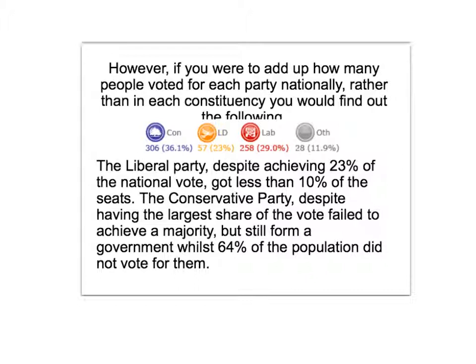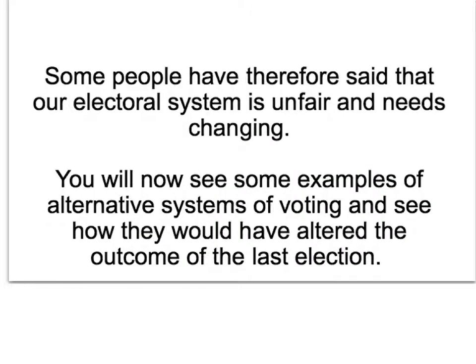If you look again, if you add up the Liberals and the Labour and the others, the vast majority of the voters didn't vote for the party that actually formed the government. Now, when you look at that data, you can see the argument why some people say that first past the post is not the fairest system of electing a government. Some people have therefore said that our electoral system needs changing.